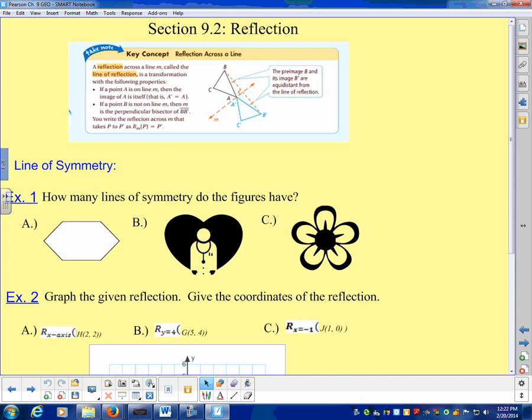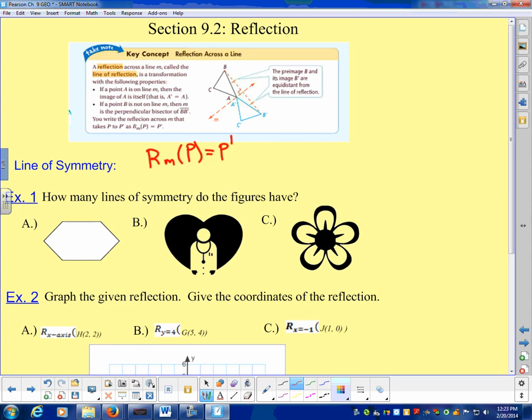Now, we do have some new notation. You write the reflection across M that takes P to P prime as R sub M of P equals P prime. So this is saying the reflection of point P about line M is P prime. And today we're going to be primarily reflecting over horizontal and vertical lines.